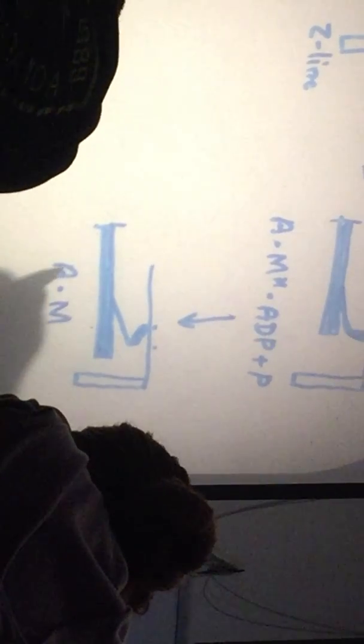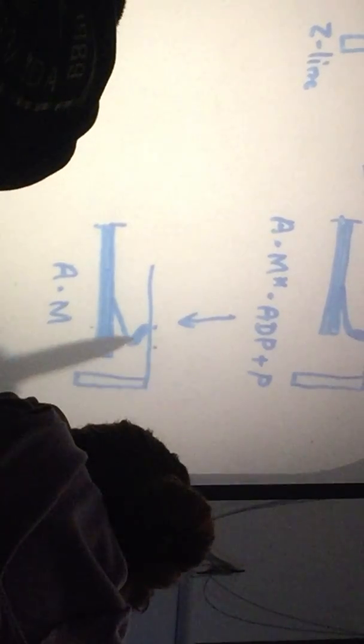It literally pulled. Do you see the distance here between the Z line and the myosin? What is it like now? It's closer. We just ratcheted in the sarcomere, and now we're going to draw it A times M. Why am I leaving it just like that? There's no energy left in the myosin. It was just used up to power the cross bridge.